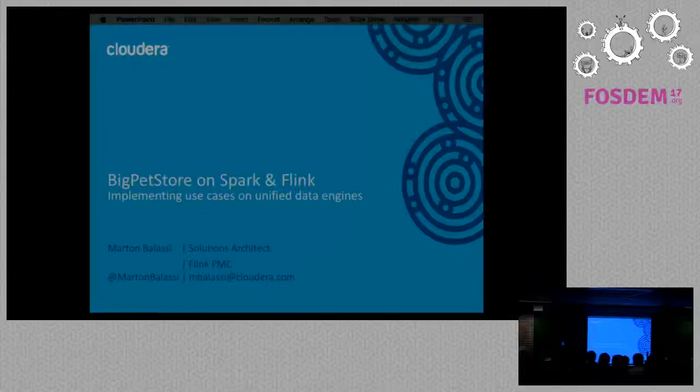Hello everyone, I'm Martin. I'm a solution architect at Cloudera, which means I help customers with Flink. Cloudera is one of the vendors, sorry, that you can get out there to support you on Spark. And I'm a PMC member of Apache Flink, so I have quite some experience with both of these systems.